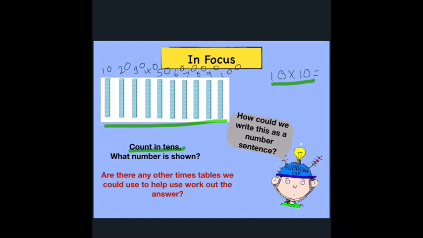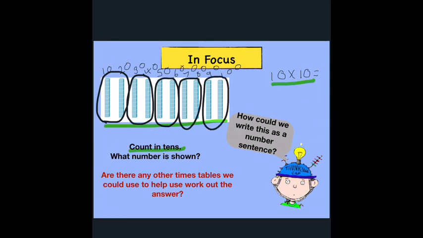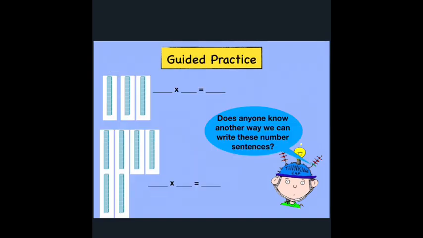Well, I was thinking that I could actually count in groups of 20. 20, 40, 60, 80, 100. Here I have got 5 groups of 20.